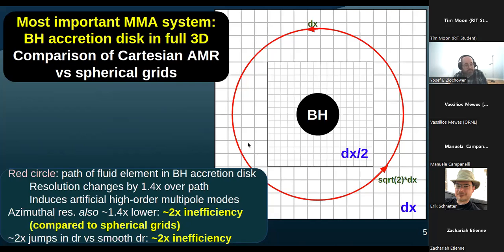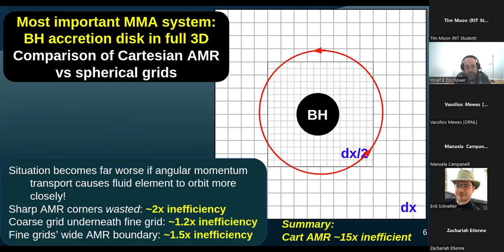Also, we have these factor of 2 jumps, these discontinuous jumps in radial resolution. And I'm just sort of throwing a number out here, but I think that would result in something like a factor of 2 in efficiency, where effectively, because you have a very discontinuous jump in resolution from here to here, comparing that to a smooth radial transformation, you could probably do this transition much more smoothly in the radial direction. So there's another factor of 2 roughly.